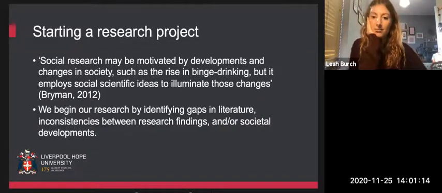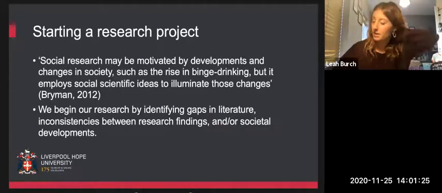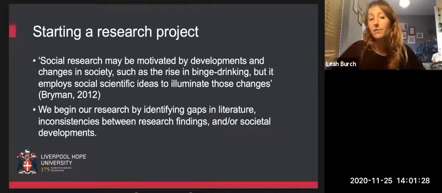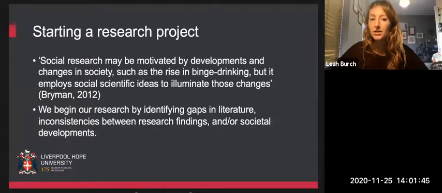So when we're starting a project, we're considering all of the points that we've discussed so far, and we need to be highly motivated in terms of wanting to have positive outcomes for our research. So social research is motivated by a range of different reasons. And for Greiman, it might be motivated by developments and changes in society, such as the rise of binge drinking, and then it's employing social scientific ideas to illuminate those changes.